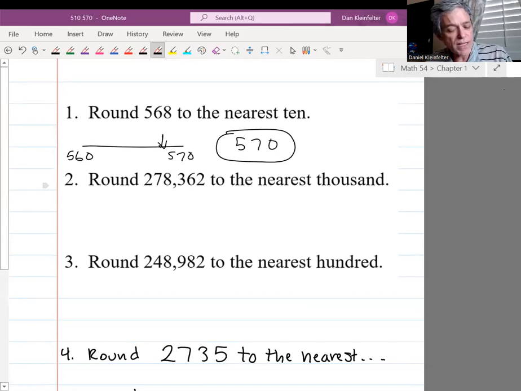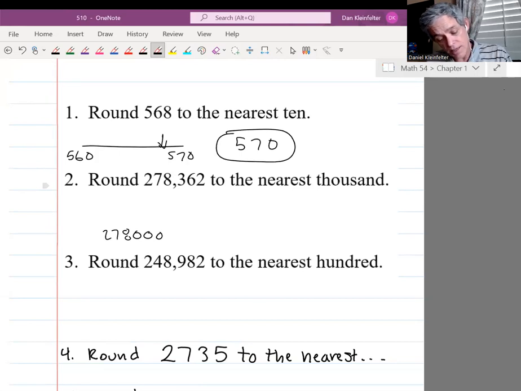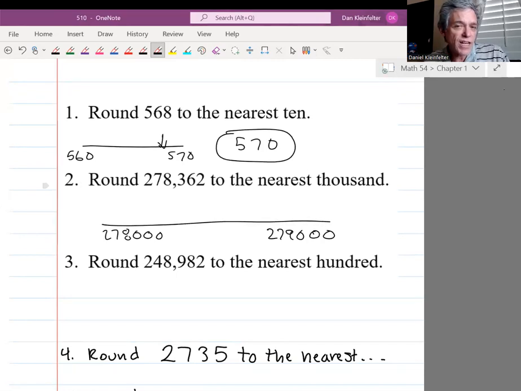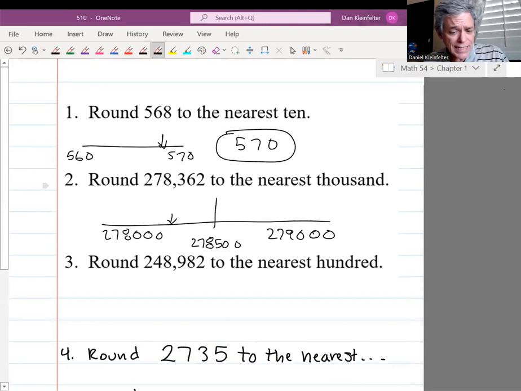Okay, so now 278,362 to the nearest 1,000. Well, I know it's bigger than 278,000 and smaller than 279,000. Okay, so number line, 278,362. Well, that's closer to the low end, right? Exactly halfway between would be 278,500. Anything less than that, and we're going to round down. So it'll be 278,000.